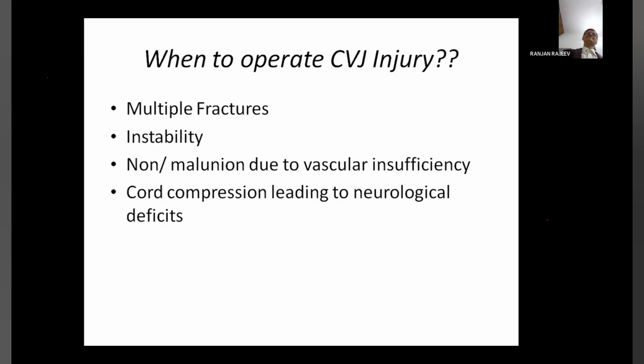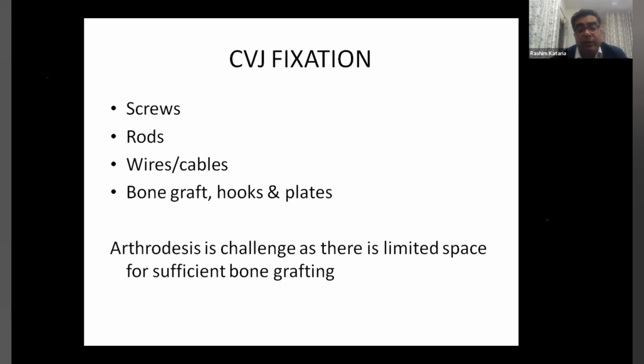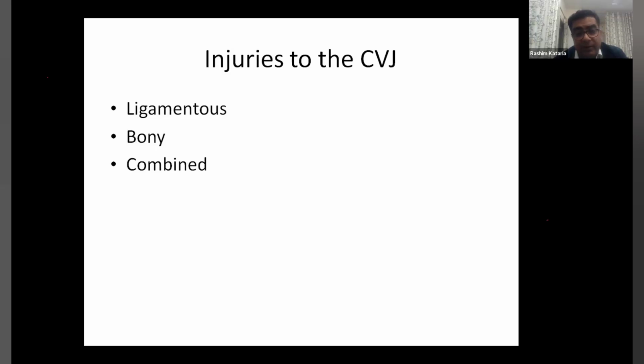So when to go in for surgery? When there are multiple fractures, that is the first indication. When there is instability. When there are chances of malunion or nonunion due to vascular insufficiency, or when the cord is compressed and it is leading to neurological deficit. So these are all the available constructs we have. The challenge is arthrodesis. The area where the arthrodesis is to be done, like the facet joint, is so small that doing arthrodesis at such a small place is really a challenging job.